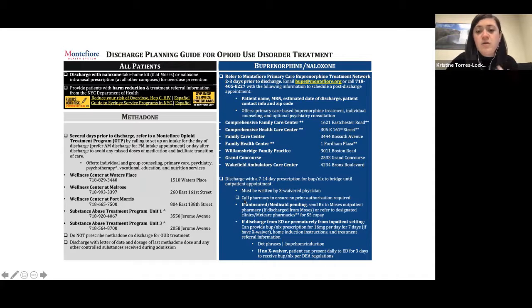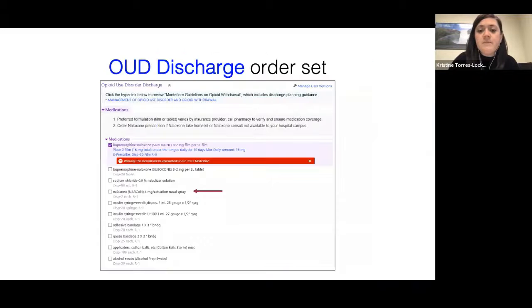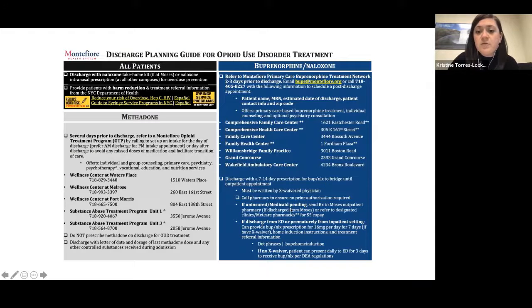The other thing you could do, if you didn't start it in the hospital, is you can still write a prescription for about a week of medicine and let them do their own home induction of buprenorphine. And so we have a dot phrase, dot bupe home induction, and that is a 1-page document you can give the patient that gives them instructions on how to start it at home.